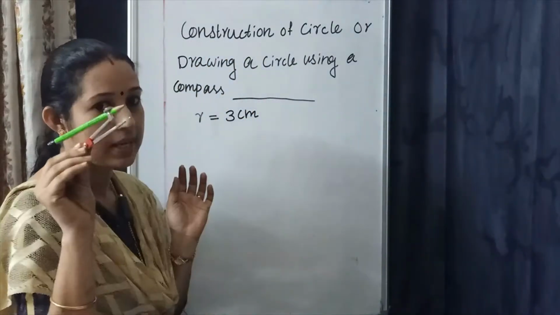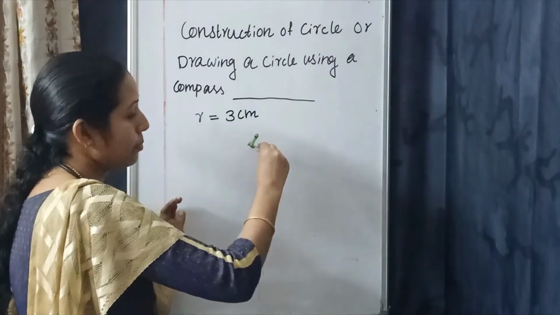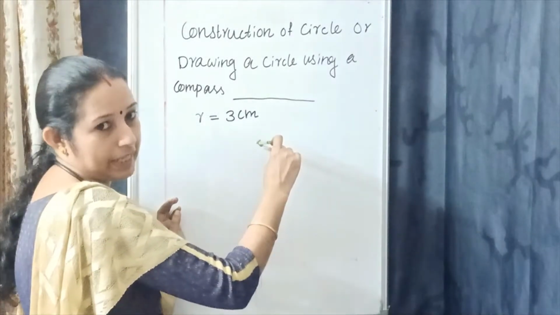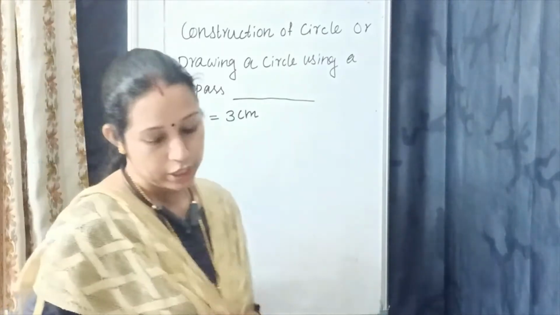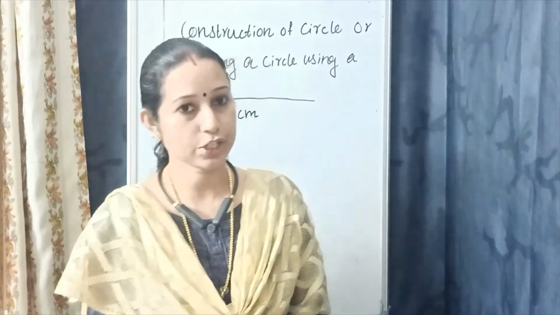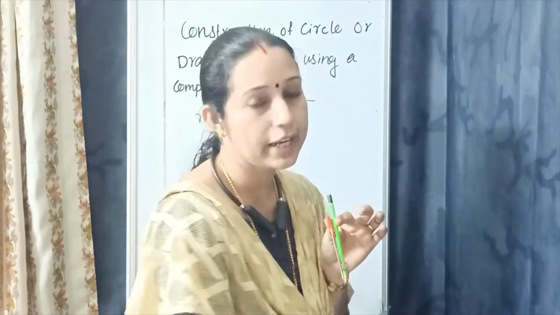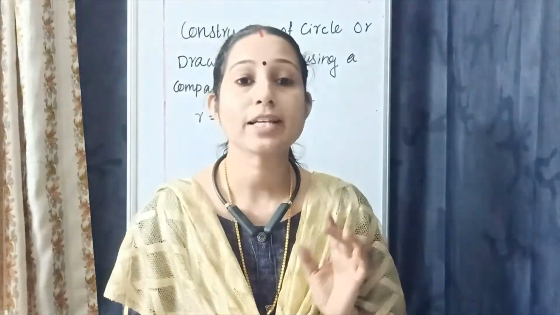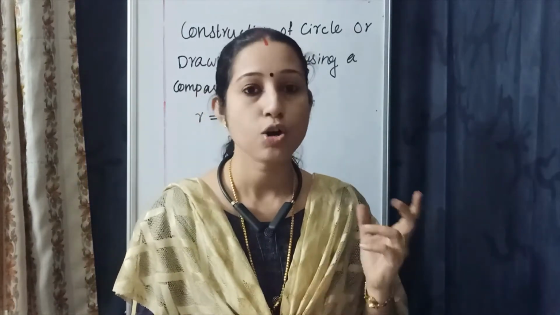Then fix the compass on the paper and rotate the pencil. It is difficult to draw the circle here, we are just showing this. Fix the needle on the paper, then rotate the pencil around. All the step by step instructions on how to construct a circle are given in the textbook. So we use a compass and a ruler to construct a circle. Now I will show you one video that explains how to draw a circle using a compass.